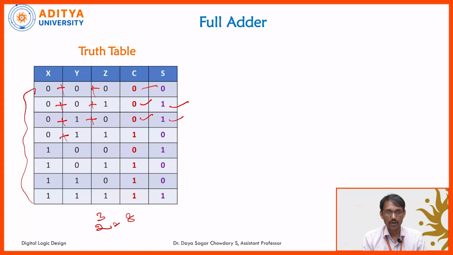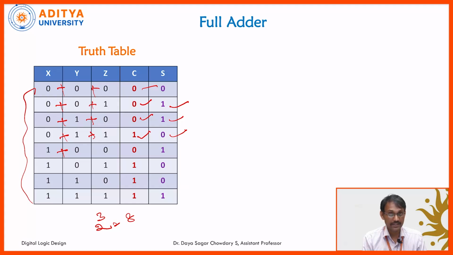Here 0 plus 1, the sum is 1 and the carry is 0. Now the sum is 1, right? So 1 plus 1, the sum is 0 and the carry is 1. So this is also represented like this. Now 1 plus 0, the sum is 1 and the carry is 0.